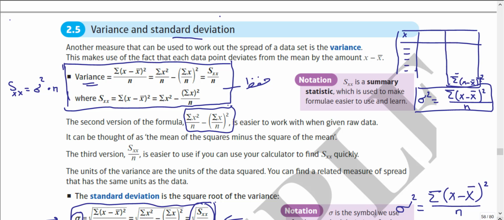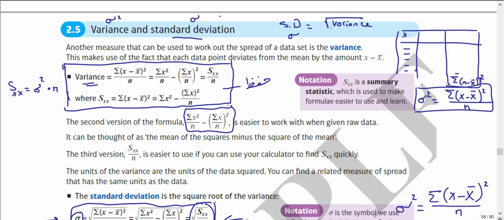طيب variance احنا we use this symbol sigma squared. Standard deviation هو نفسه بس sigma without squared. يعني ايه؟ يعني standard deviation السيمبل بتاعه this equals root of variance.